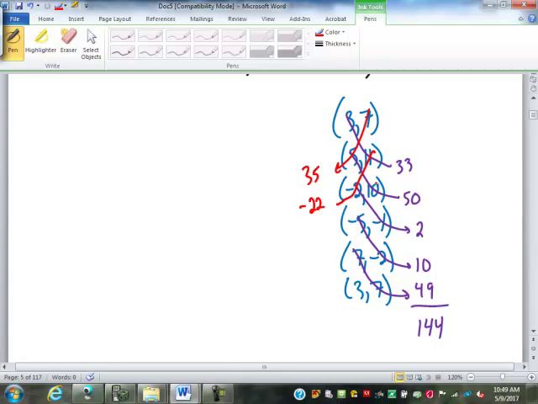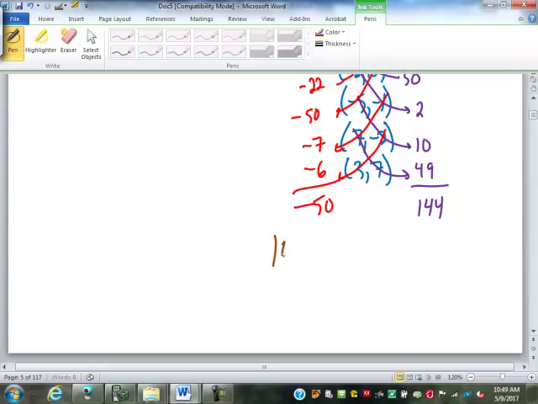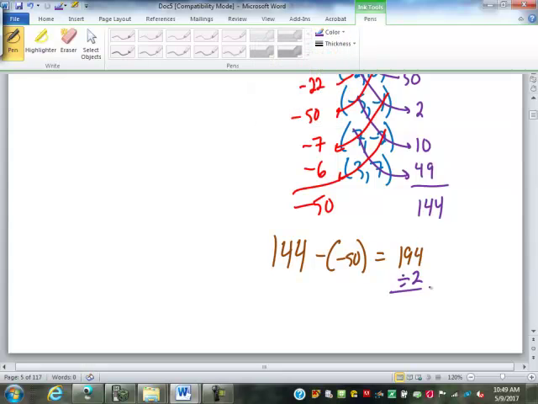And then? 10 times negative 5 is a negative 50, and then negative 1 and 7, negative 7, and then negative 2 times 3 is a negative 6. And we get negative 50. 144 minus a negative 50 is 194, and then divide by 2. 97? 97 square units. Cool.